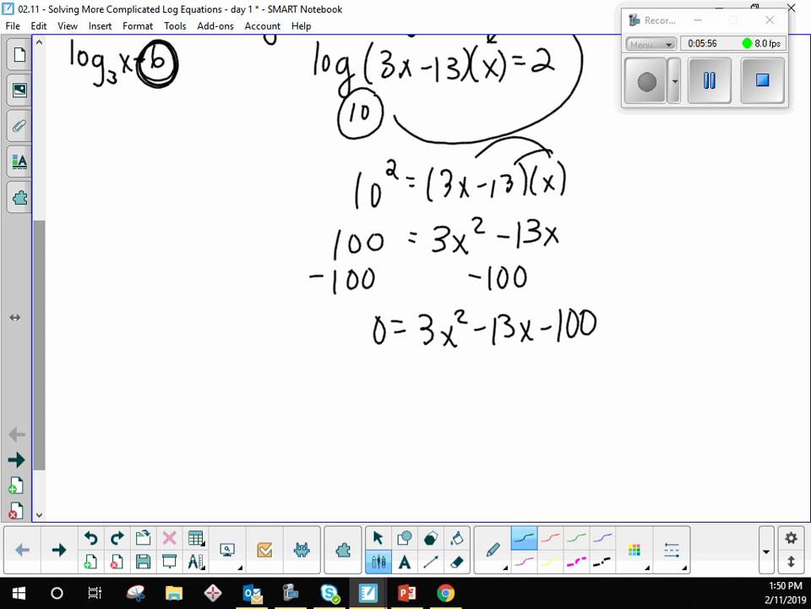And this is a trinomial. Always check for a GCF first. 3, 13, 100, no GCF. So what do I try next? Where do I go to? AC or swing method. What multiplies to negative 300 and adds to negative 13?